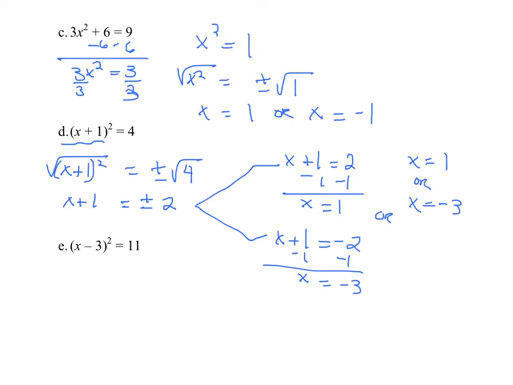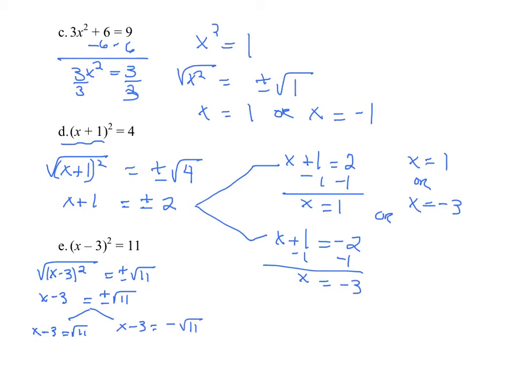So I'm going to take the square root of both sides, plus or minus the square root of 11. And so I get x minus 3 is equal to plus or minus the square root of 11. Now the square root of 11 is not a perfect square, so we're going to leave it as is. And we're going to divide it into two equations. x minus 3 is equal to the square root of 11, or x minus 3 is equal to negative square root of 11. So either way, I have to add 3 to both sides.